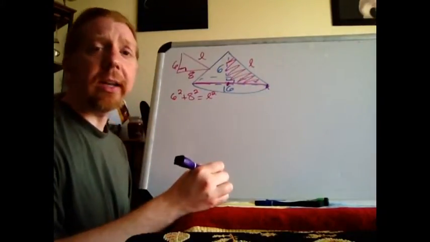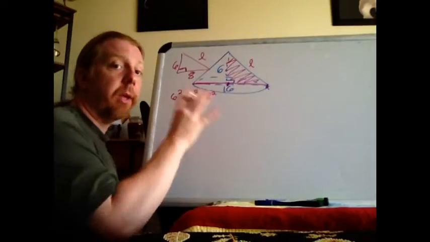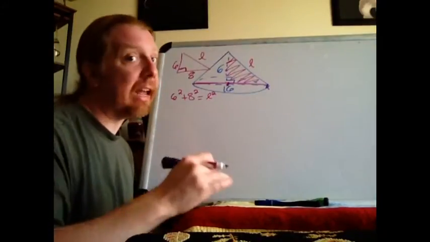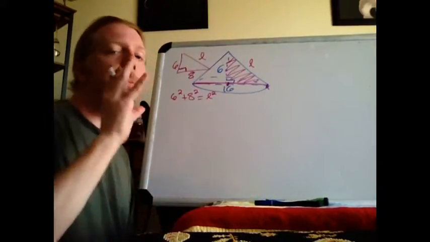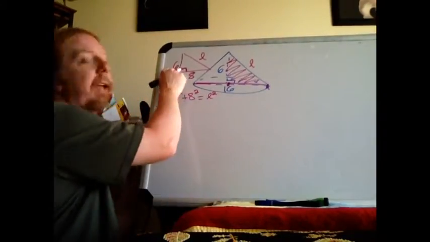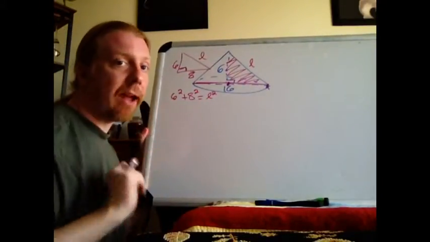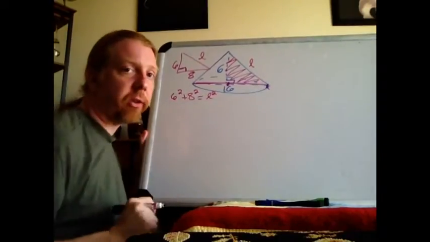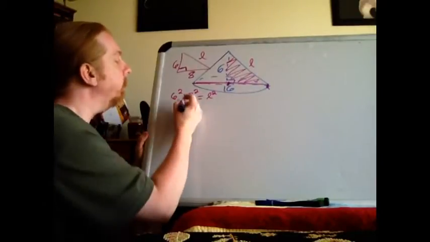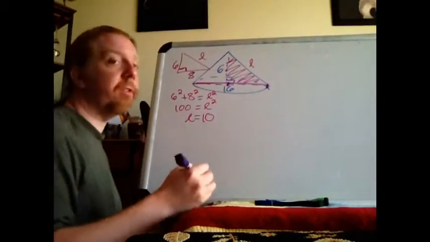I'm going to caution you against overusing this as a straight plug it in, square it, add it. Because there will be problems when we do volume where you're going to want the altitude, not the slant, and you may be given the slant. More important than anything, you remember how to work the Pythagorean theorem. Leg squared plus leg squared is hypotenuse squared. That's the key to remember. That's this expression. Effectively, it works out the same. This is going to boil down to 100 equals L squared, or L is equal to 10.